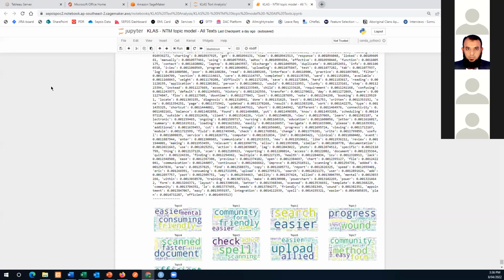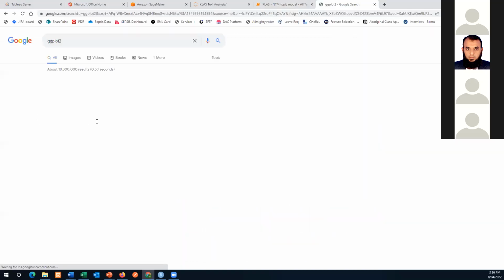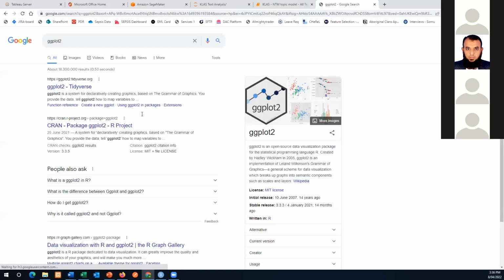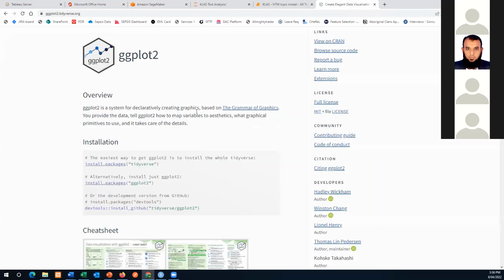So ggplot2, click there. This is ggplot, a system for declaratively creating graphics. Okay, both the grammar of graphics. So grammar of graphics, actually the point and the channel marker I just mentioned, those are actually the grammar of graphics.